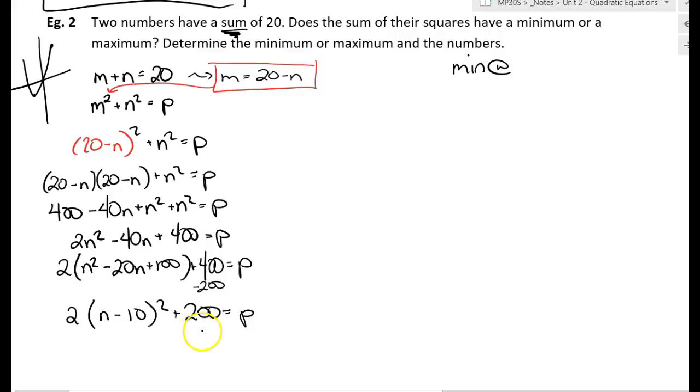Again, when we talk about minimum and maximum, we always look at the y value because that's vertical. And so we're looking at the 200 there. And that is for my sum. Okay, but that's my sum, is my minimum, is 200. I need to actually figure out the numbers. So n at that point would be positive 10. And again, remember that's because we switched the signs. And that means that m is also going to be 10.